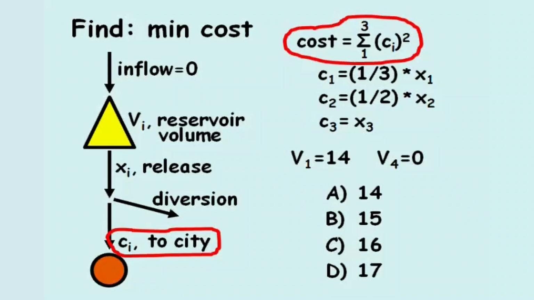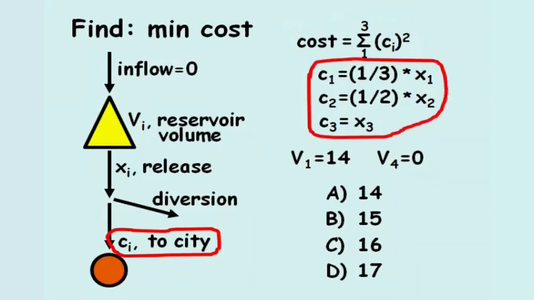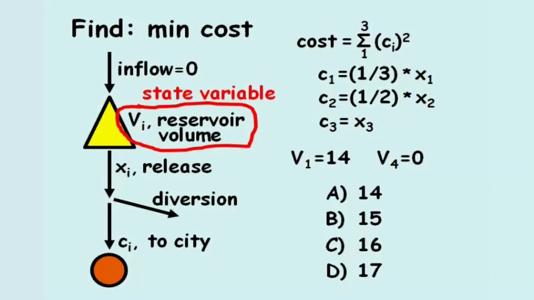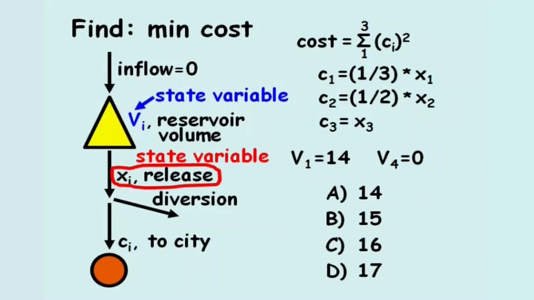The objective is to minimize the cost, which equals the flow to the city, Ci squared, summed up for each time period, i. The flow to the city is a function of the reservoir release for each time period. In the first time period, only 1/3 of the reservoir release flows to the city, and the remaining flow is diverted. During the second time period, half the release flows to the city, and in the third time period, the entire reservoir release flows to the city.